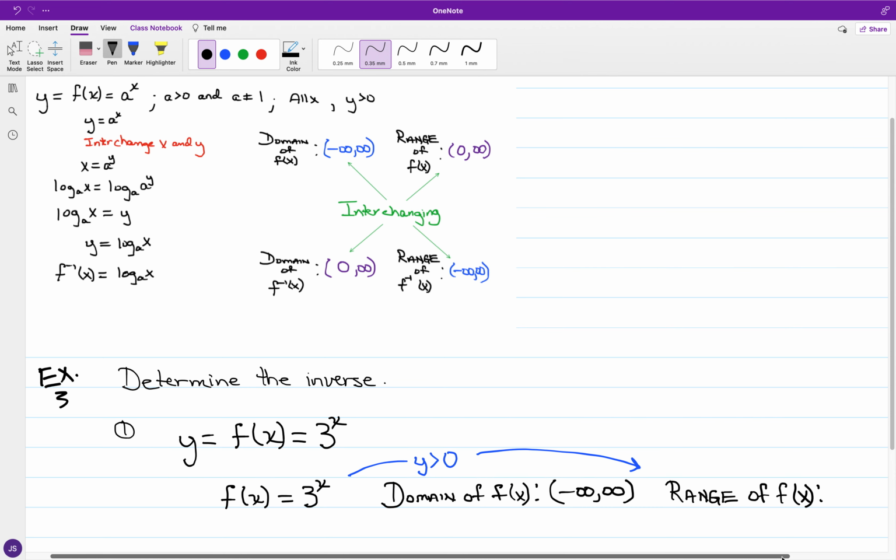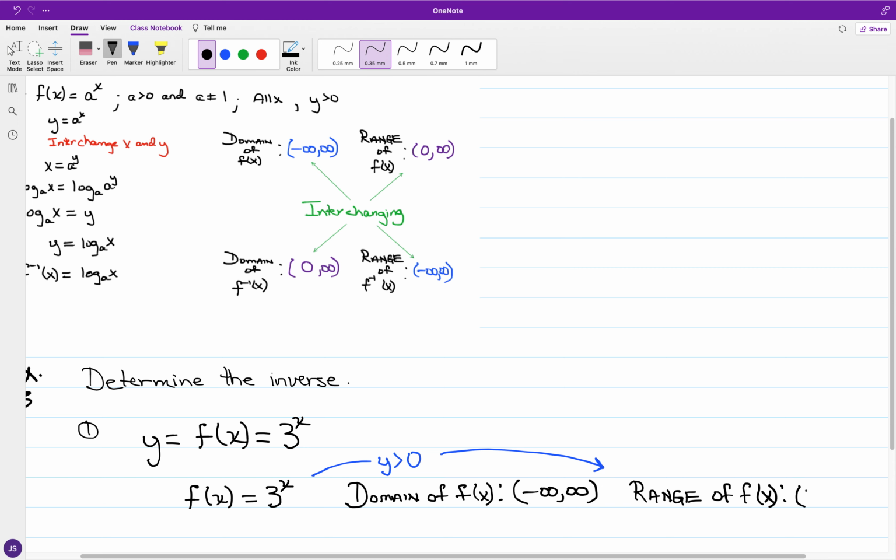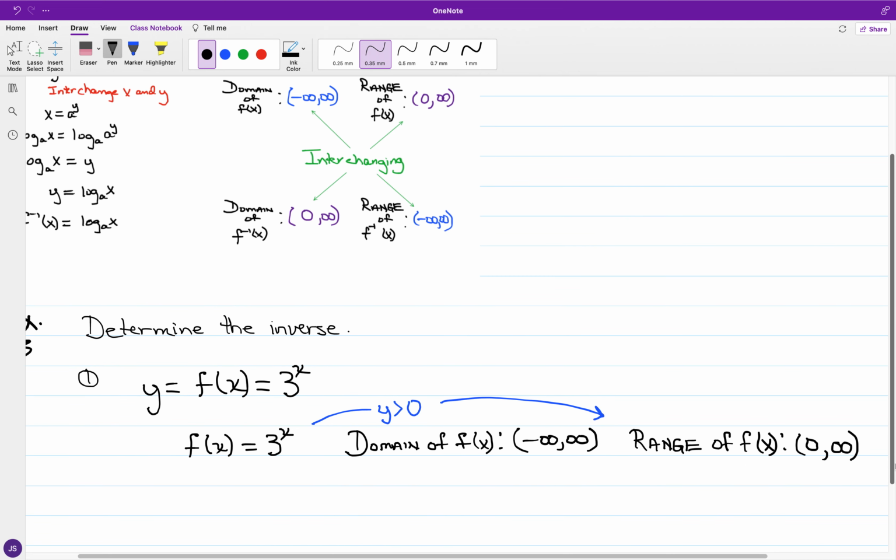Okay, so for the range of f of x, you have those values of y which are going to be positive. Yes? So the range is, you said, all real numbers? The domain, okay, the domain is going to be the set of all real numbers. Like I can give you just a case.